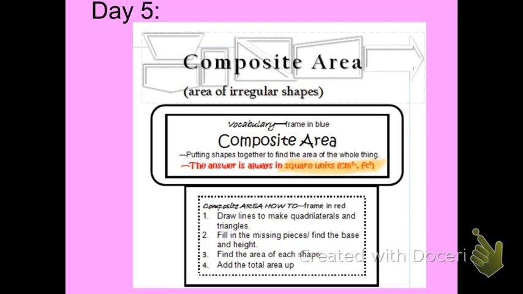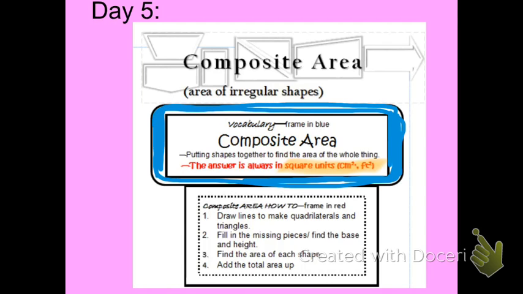Always in square units. And if you haven't already done it, go ahead and frame it in blue. I think most of you are already there. As a matter of fact, let me just do that really quick. Okay, so this should be colored in blue around here, so you know this is a definition. So when I'm talking about composite area, this is what I'm talking about. Dividing it into squares, rectangles, and triangles so that you can find the area of it.